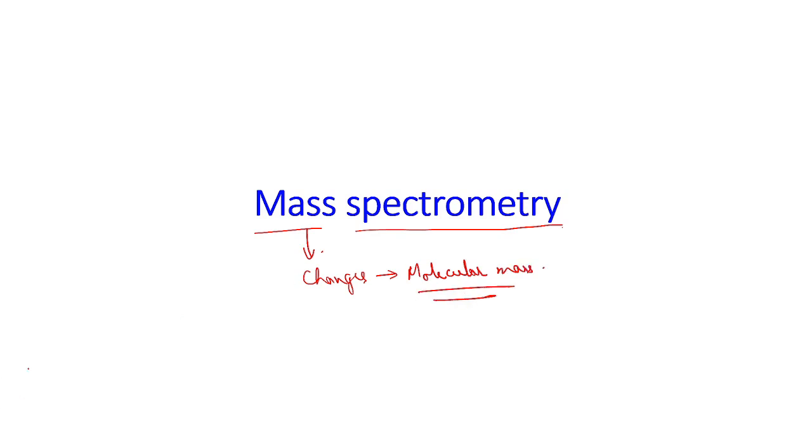So what is the basic principle over here? The basic principle is that suppose you have a molecule A, okay, so it is passed through an ionization chamber, okay, and in the ionization chamber you have electrons which are used to bombard the molecule, and in this case it is A.